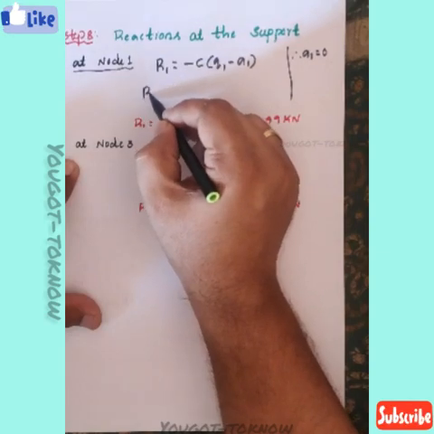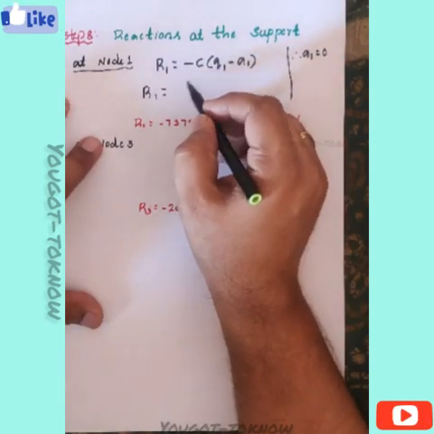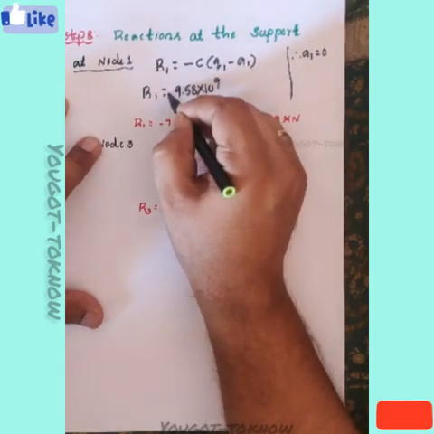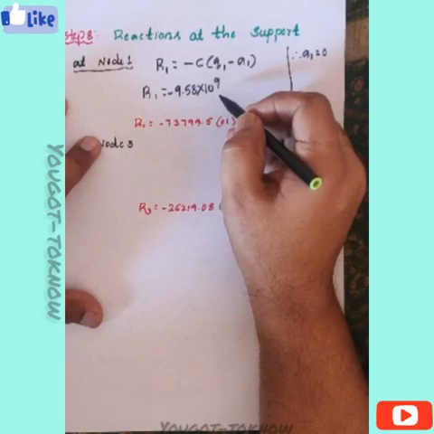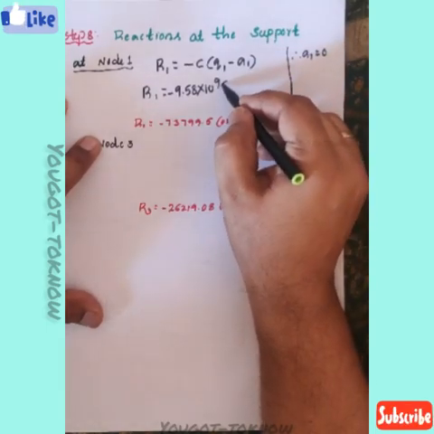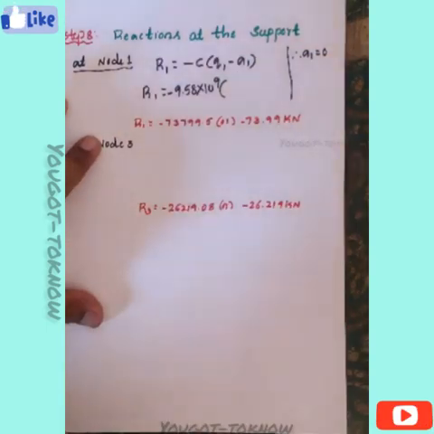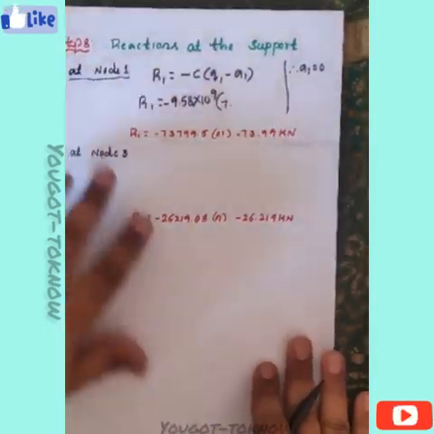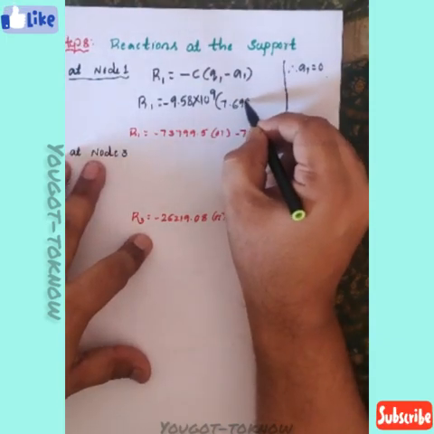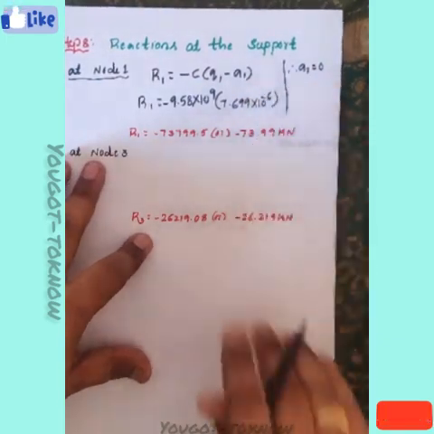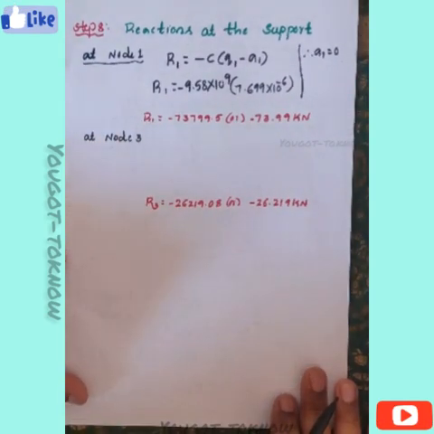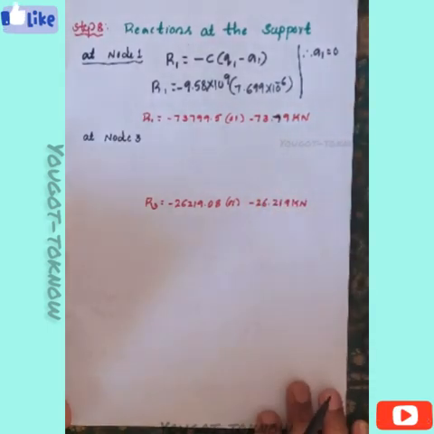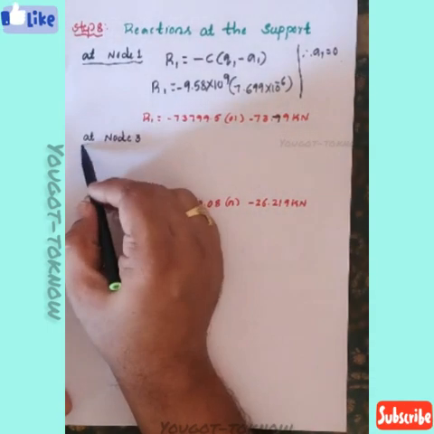Now R1 is equal to minus C. What is minus C? Minus C is your penalty value. What is the penalty value? 9.58 into 10 power 9, into Q1. Q1 is the value you obtained, 7.699 into 10 power minus 6. So if you multiply this, you are going to get a value of 73.79 kilonewton.